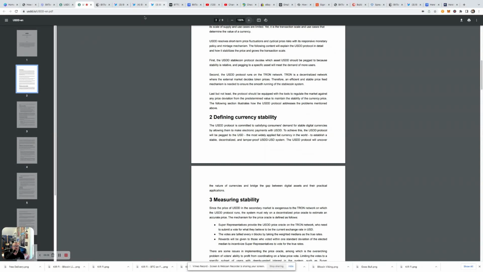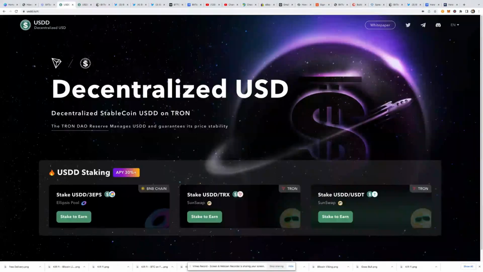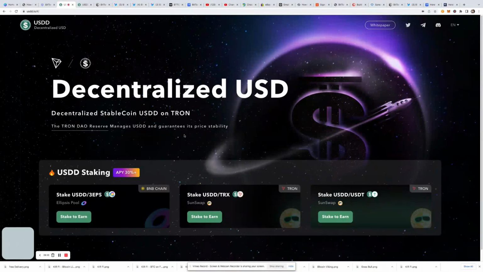Now, what's interesting with USDD, let me see if it was this page here. No, it's not that page. Okay, let me go back to the earlier page. Here we go. So decentralized USD. Now, what's interesting is they say that you can stake it and earn an APY of 30% plus. And I saw a video of Justin Sun talking about this, and he said it's a great opportunity out there for a stable investment where you can get a good return. And that's basically what this is. So for anybody who doesn't know APR and APY, APR is annual percentage rate. APY is annual percentage yield.